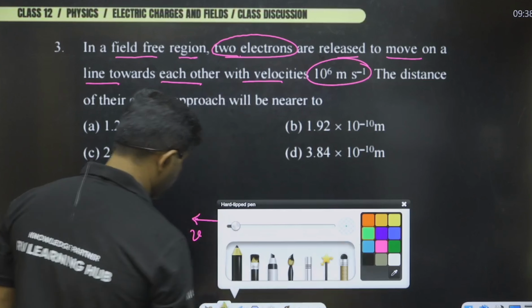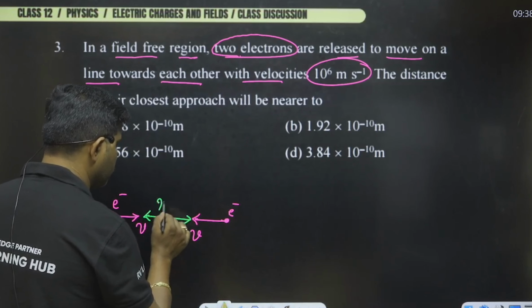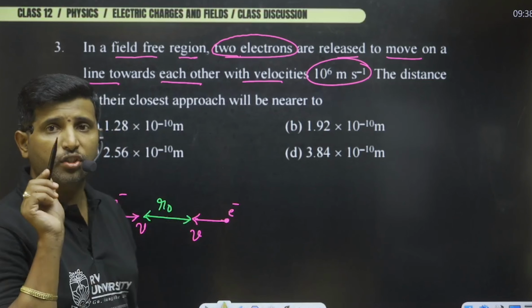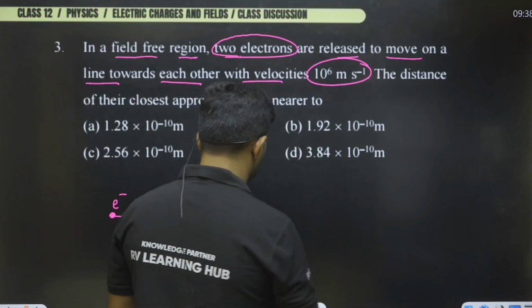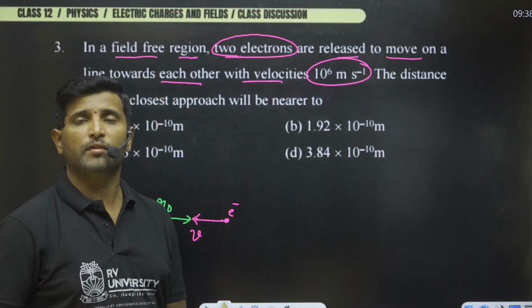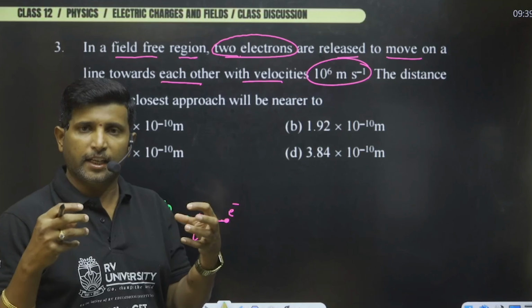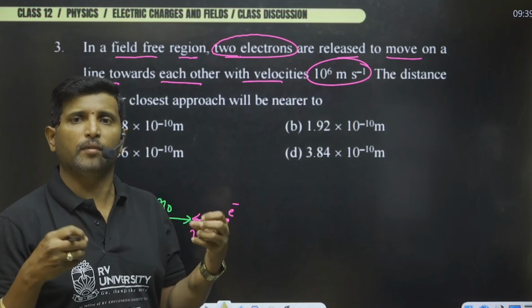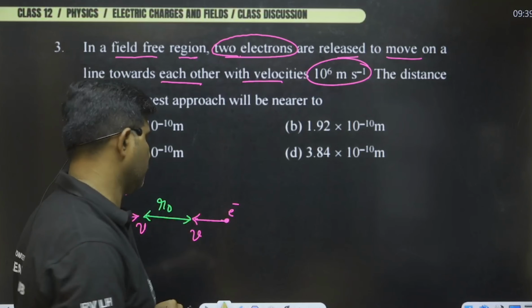And they are asking what is the minimum distance. We call it the distance of closest approach. So see here, what is the condition now? What is the definition of distance of closest approach? The distance at which the kinetic energy of these electrons will get converted into potential energy.